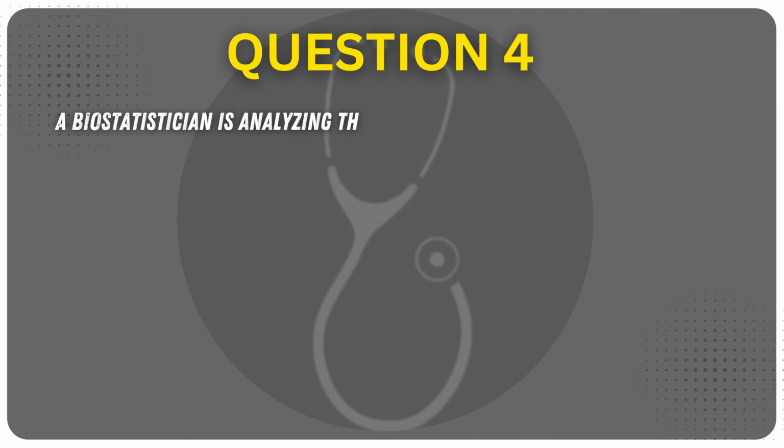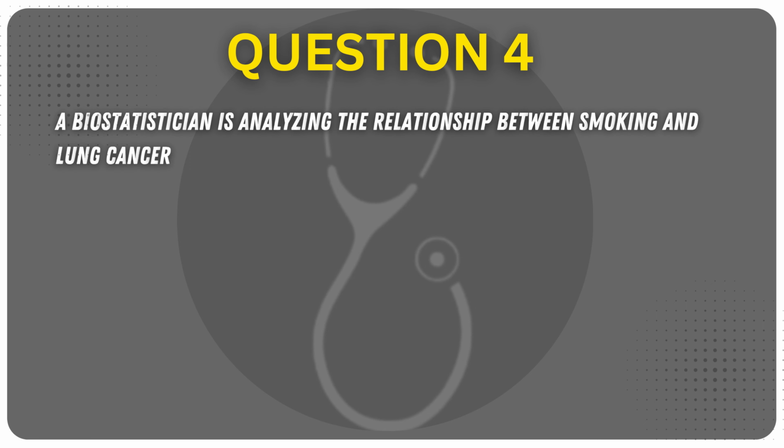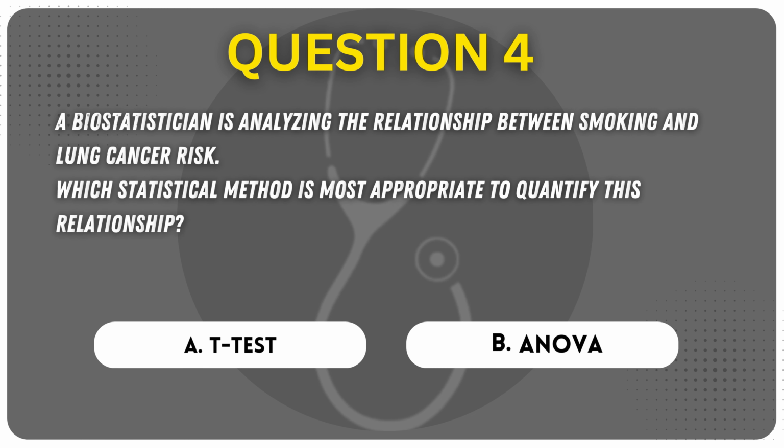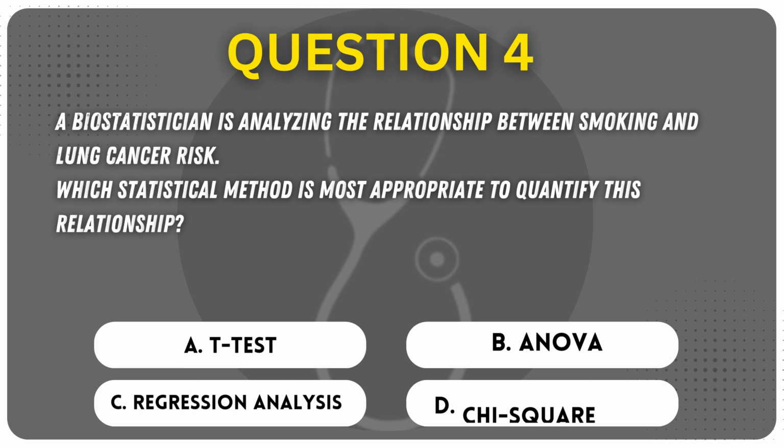Question 4. A biostatistician is analyzing the relationship between smoking and lung cancer risk. Which statistical method is most appropriate to quantify this relationship? A. T-test. B. ANOVA. C. Regression analysis. D. Chi-square test.